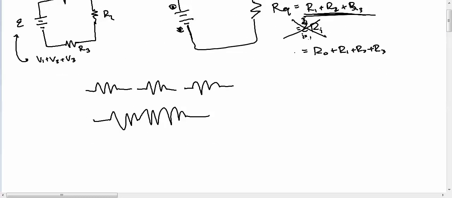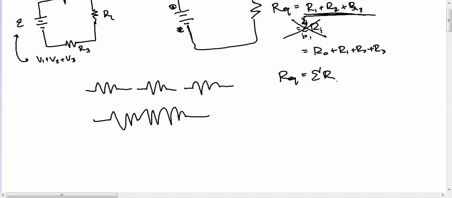And in your textbook, they give you this equation: R equivalent equals sigma R. They didn't put the subscript i and all that, but technically, if they wanted to be officially correct, they would put it. Okay, cool. And so when you add resistors in series, you add up their resistance.